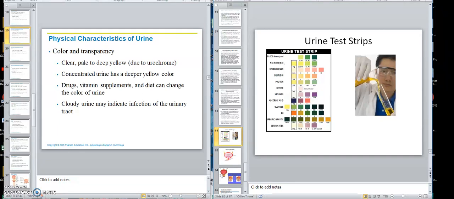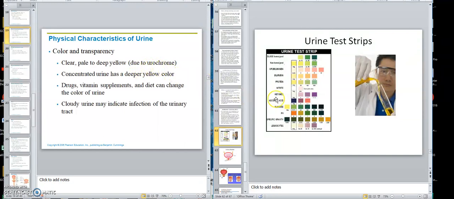Okay, class, now we're talking about urine. We're discussing briefly urine. Okay, we start with the color and transparency. It's generally a yellow, more concentrated, it's more yellow. Now this has to do with urochrome.